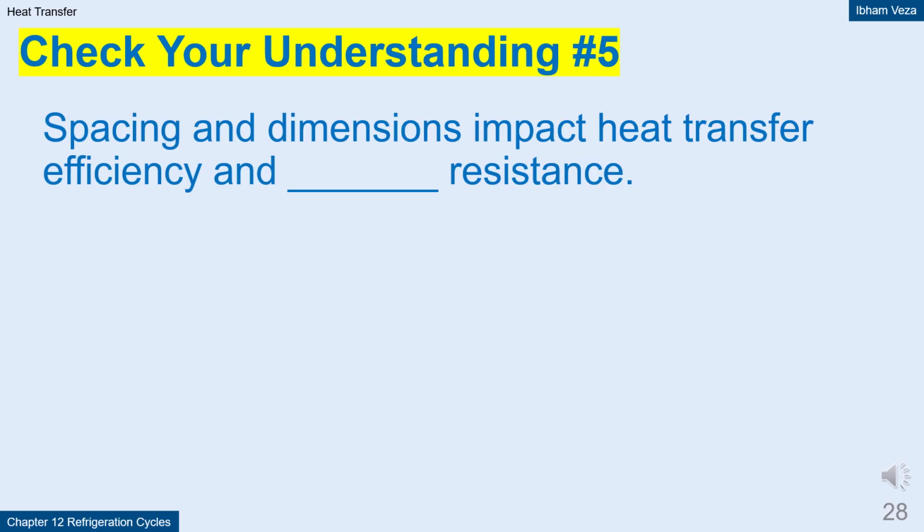Check your understanding. Number 5. This question emphasizes the relationship between fin spacing and flow resistance. The goal is to ensure that thermal design does not focus only on surface area. Flow resistance can become the main limiting factor in natural convection. This concept is very important in passive heat sink design. Good cooling requires a balance between geometry and fluid flow.